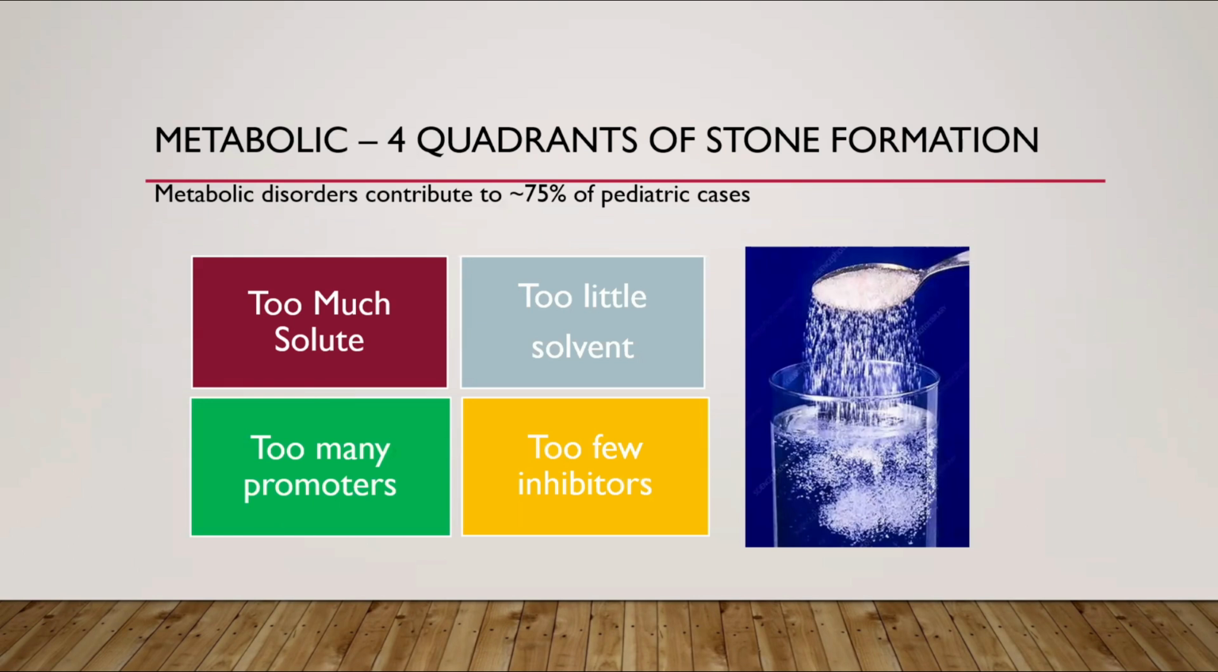In 2002, a retrospective review studying the clinical outcome of pediatric stone disease found that 50% of the patients under the age of 10 years presented with nephrolithiasis as a result of metabolic disorder. And this results because of the imbalance between these 2 factors. Either there is too much solute or too few inhibitors, too little solvent, or too many promoters.